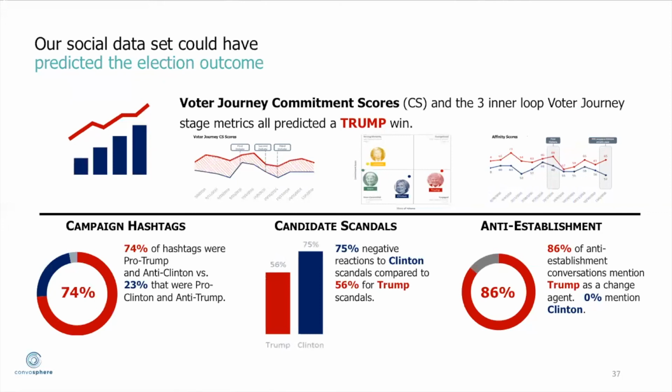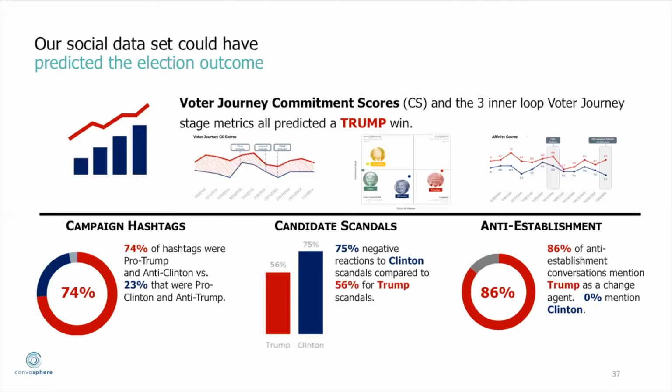So with our Journey Analytics tool, we found that Trump consistently had higher commitment scores over time. We also identified the size of the advantage for Trump in the latest stages of the voter journey. Then we looked deeper into the hidden drivers of our voter journey results. So Trump was much more effective at harnessing the power of social media, with a 3-to-1 advantage over Clinton in the use of hashtags that benefited his campaign.